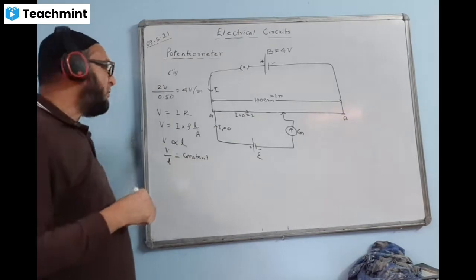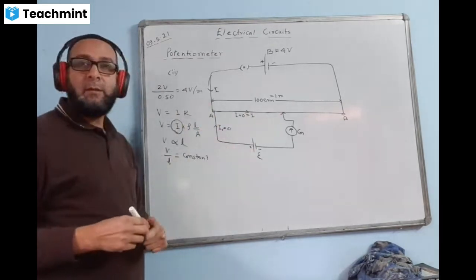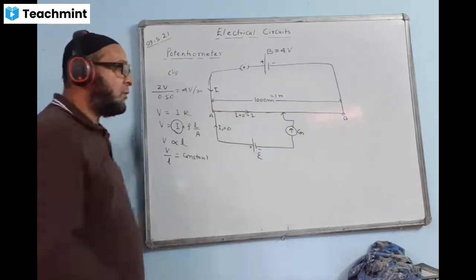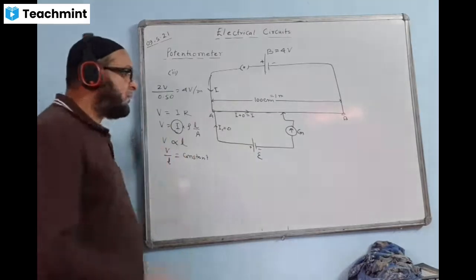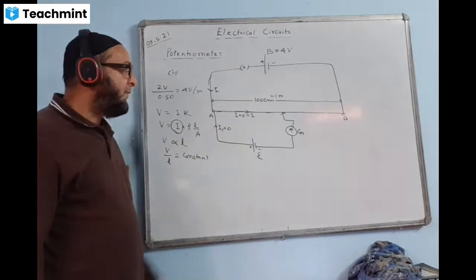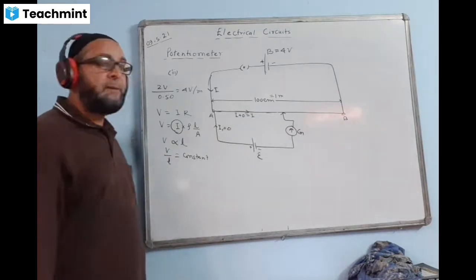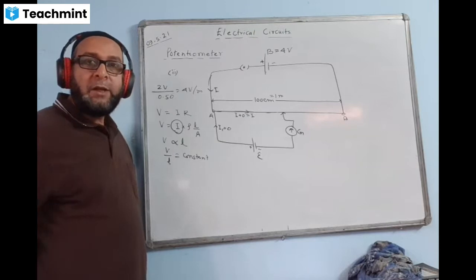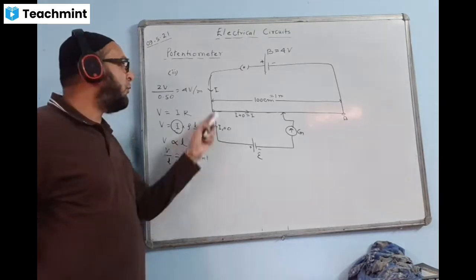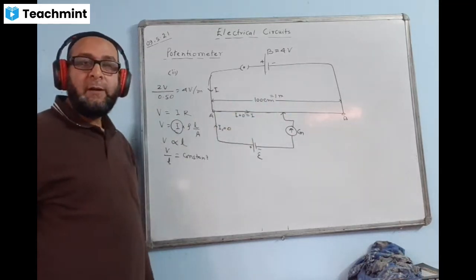V by L should be constant only when the current flowing is the same, and the wire is of uniform thickness, the same temperature and the same nature throughout. So the V by L ratio must be the same when the galvanometer gives null deflection. So the second principle is the principle of potential gradient. The potential gradient of the wire will be the same throughout when the current flowing is the same throughout the wire, or when the galvanometer gives null deflection.